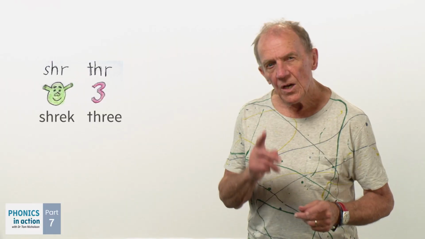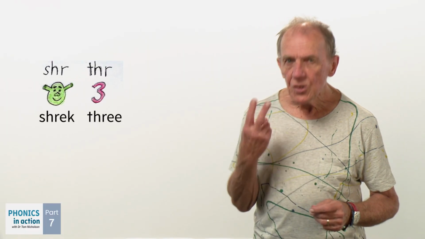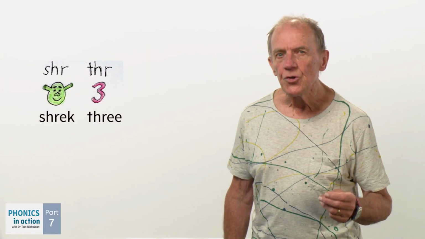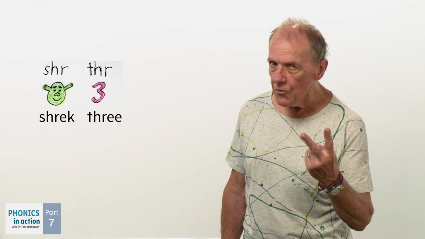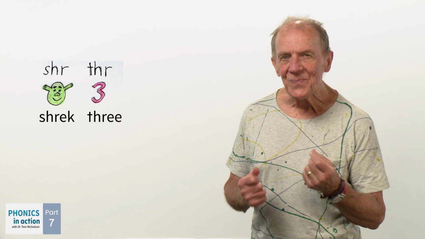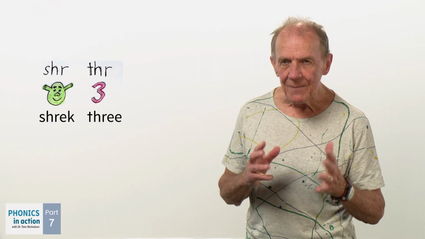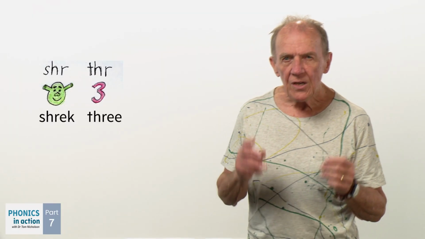Now we'll move to digraph clusters. Everybody, looking at this line, sometimes a cluster can have 3 letters but only 2 sounds. This is because 2 of the letters make 1 sound. They are digraph clusters. Now looking at this line, shr has 2 sounds. Thr has 2 sounds. I'll read the words with these digraph clusters, and the pictures will help you.